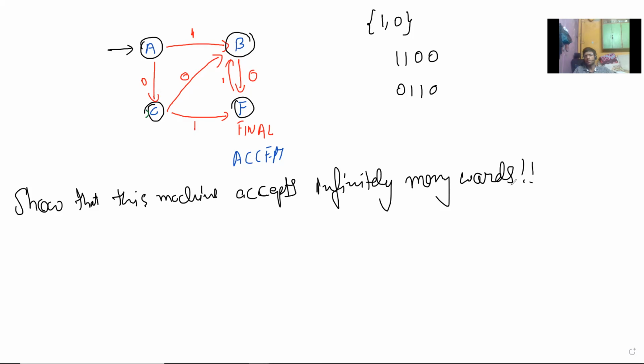But let's think about this. Like we already had an example, right? So we had 1, 0, 1, 0. This was accepted, right? You are at A, you read a 1, you go to B, then you read a 0, you go to F, read a 1, you go to B, and read a 0, back to the final state. Word is read completely and you're also at the final state. Good, accepted. Can you use this to build more words which will be accepted?